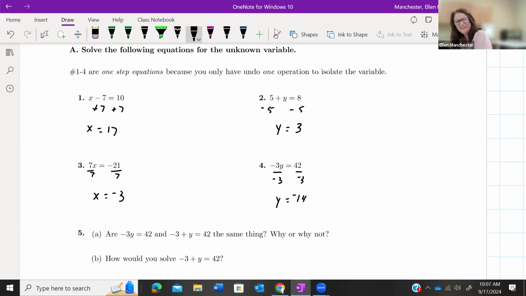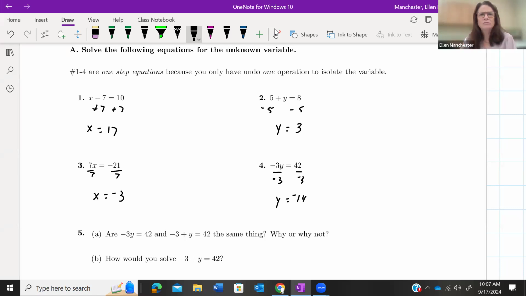$42 divided by 3, is that 14? Did I do that right? Okay. Let's see. 14. Okay, so any questions on those 4? All one-step equations, whichever 2 you did, just double check, make sure yours is right.